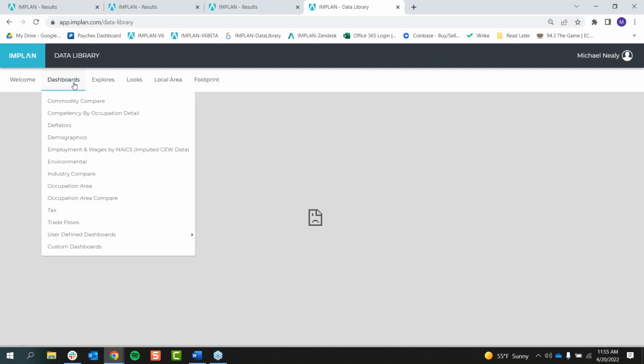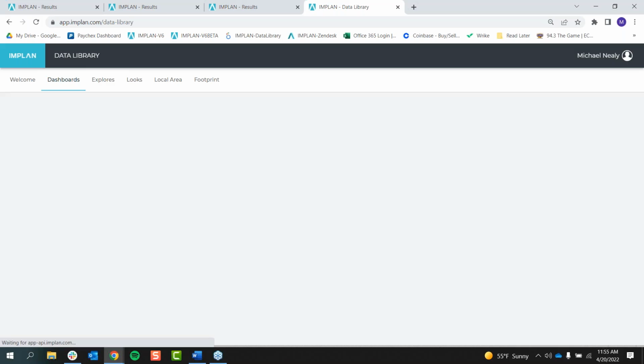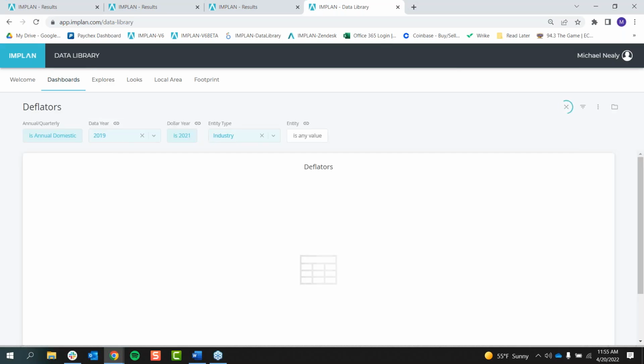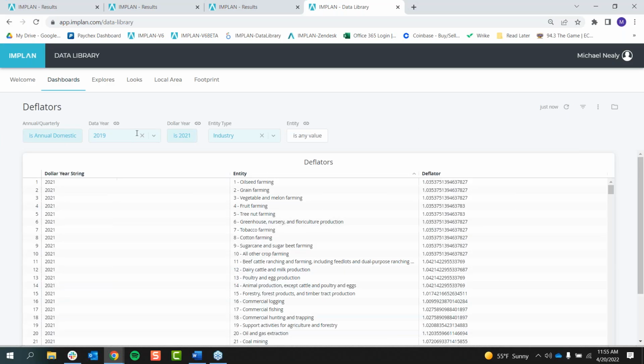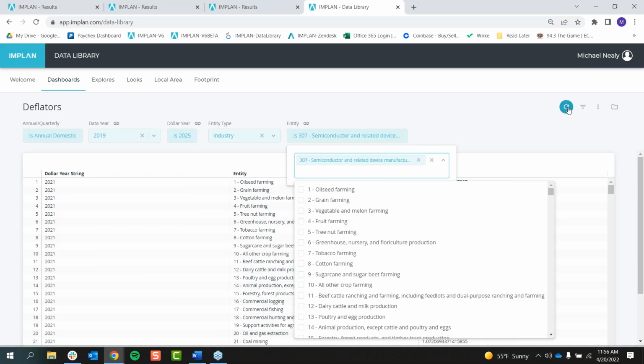So we'll come back here. And unfortunately, this has also been lost. So in data library, you can reference this pre-built dashboard here, our deflators data. And then you can see the deflators for any industry from any data year to any dollar year of IMPLAN data. So we're going to want to see from 2019 to 2025. And we want to focus on our industry 307 so we can get that deflationary factor.